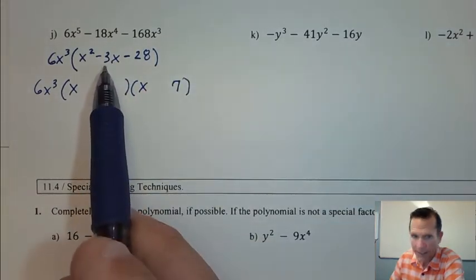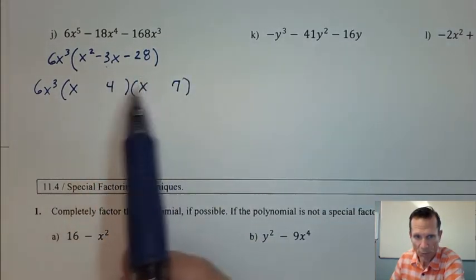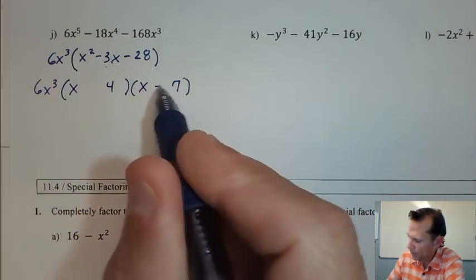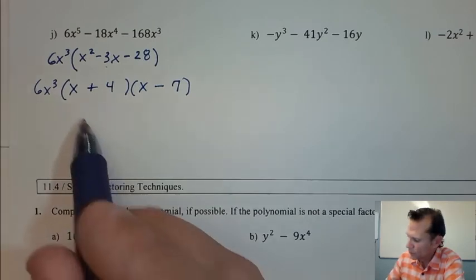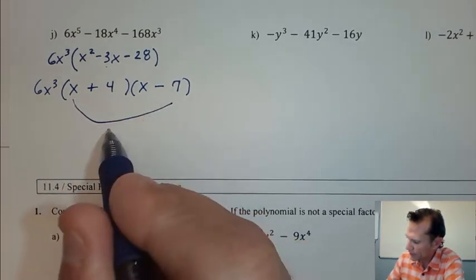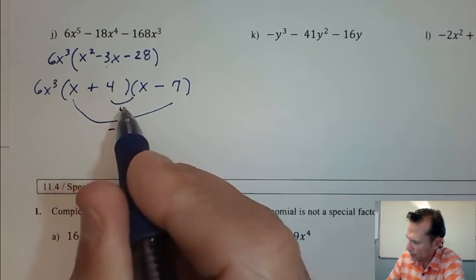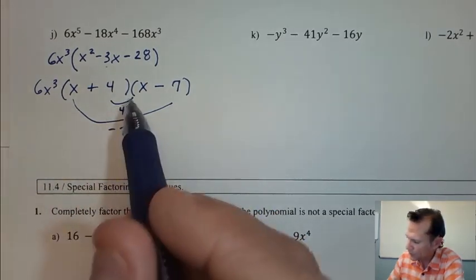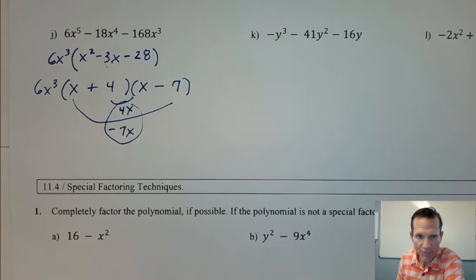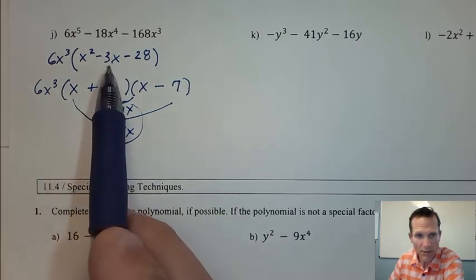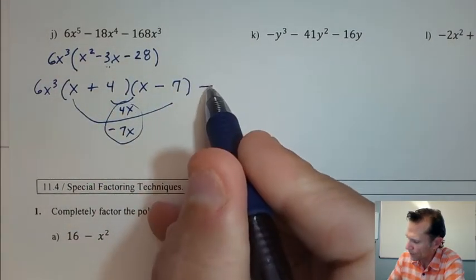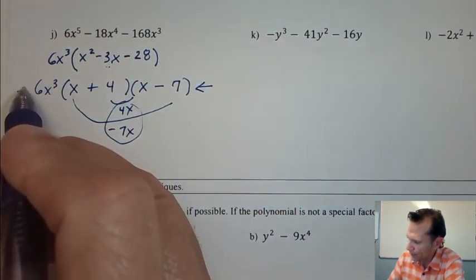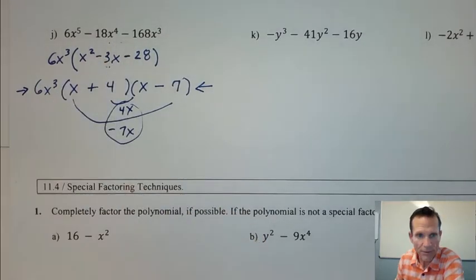I got to get a negative 3 in the middle, so I know I need more of negatives. I'm going to put the negative sign with the 7 and the positive sign with the 4. So just a quick check here, that's negative 7x, that's 4x, and you can see negative 7x and 4x make negative 3x. So this here is my factored form of the polynomial or trinomial above.